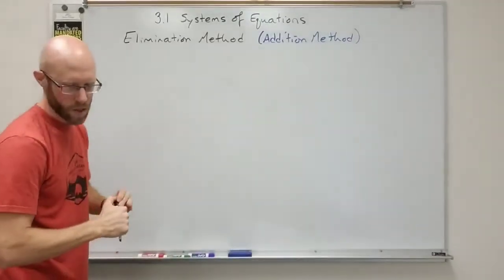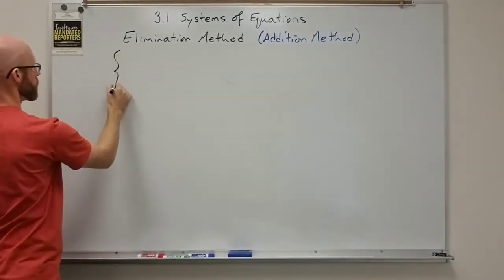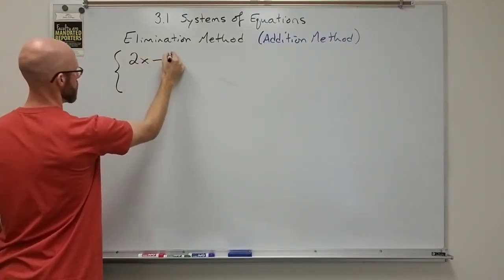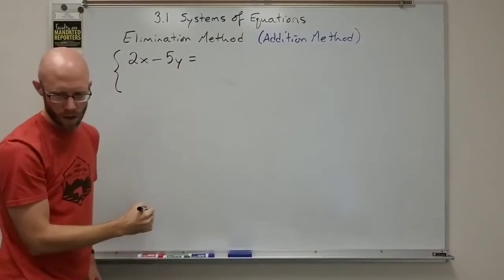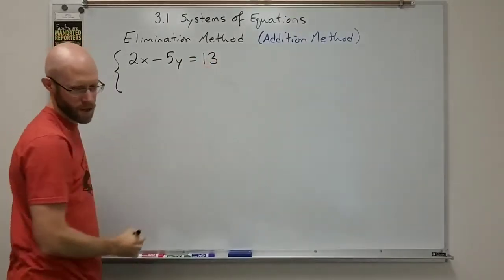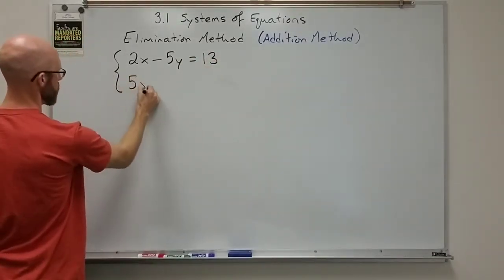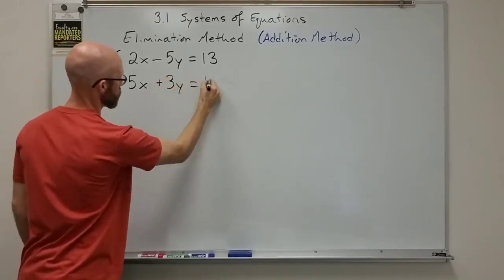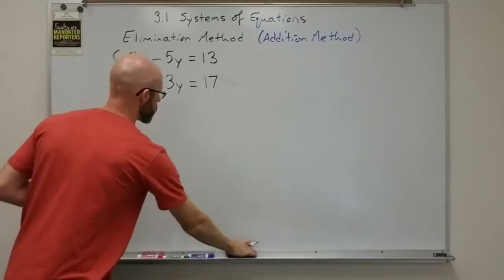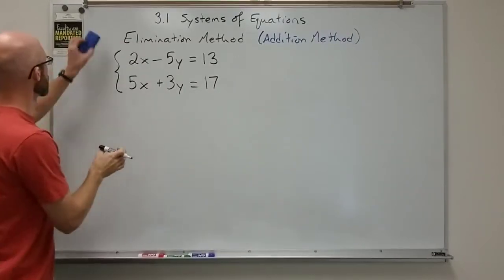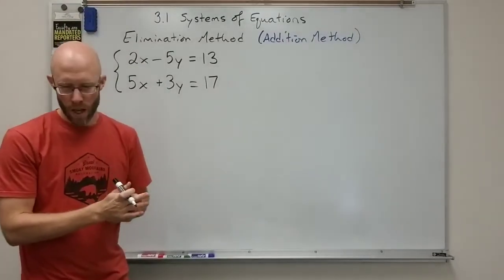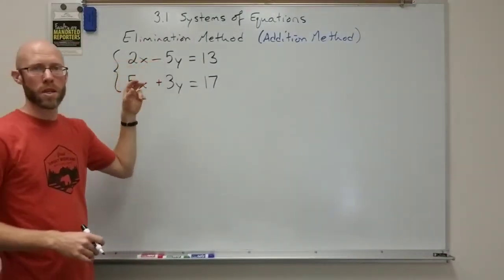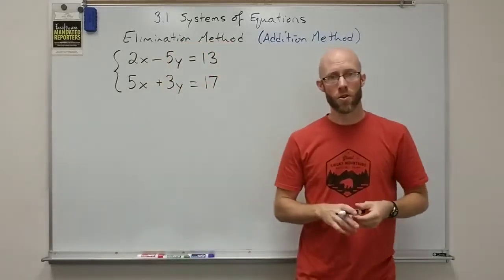Okay, so in this last example, you have 2x minus 5y equals 13, and we're going to have 5x plus 3y equals 17. Okay, so I've got this system, and again, my coefficients are not going to be able to become opposites very easily.